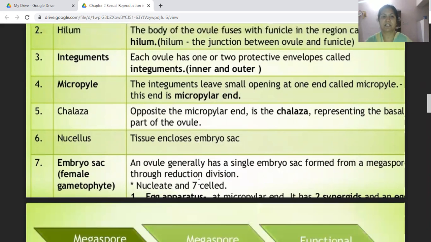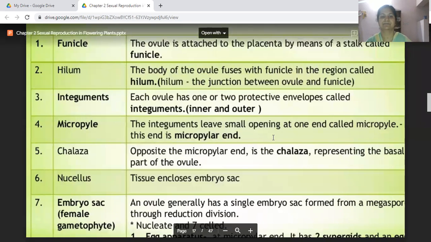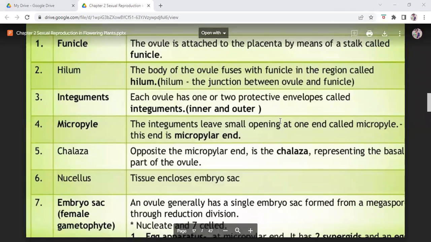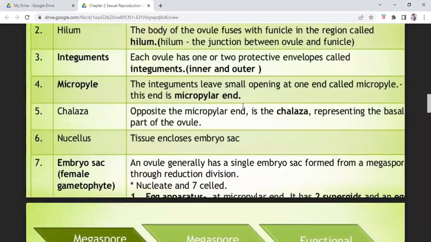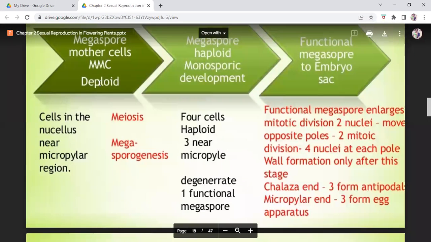देन ये एनसीईआरटी में गिवन है, यू कैन टेक अ स्क्रीनशॉट एंड यू कैन राइट इट. You can take a screenshot of this and write them in your copy. Then afterwards, the development of megaspore mother cell is given. MMC diploid. Megaspore mother cell will undergo meiosis and will result in megaspore haploid monosporic development. Only 1 functional megaspore will be remaining, 3 will be degenerating.